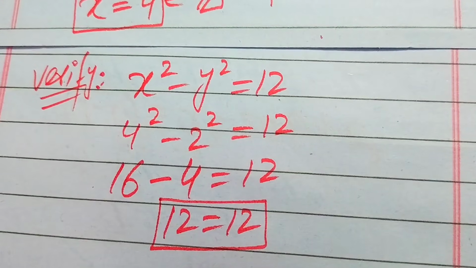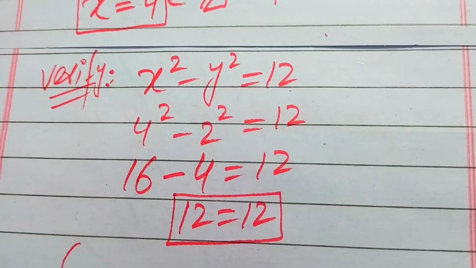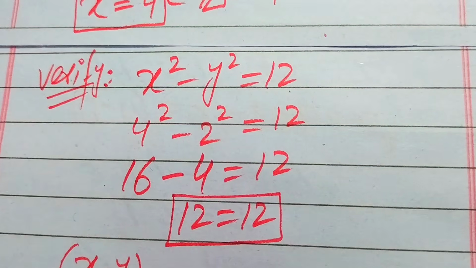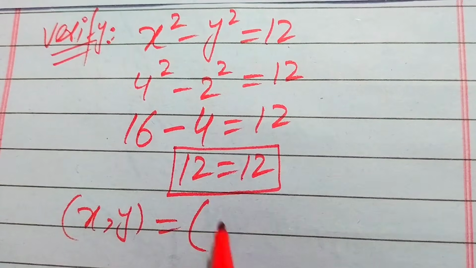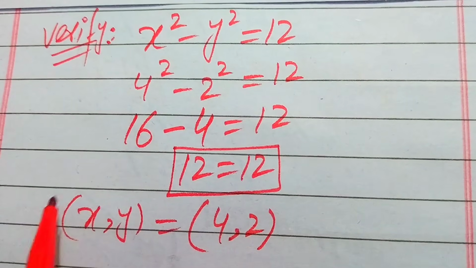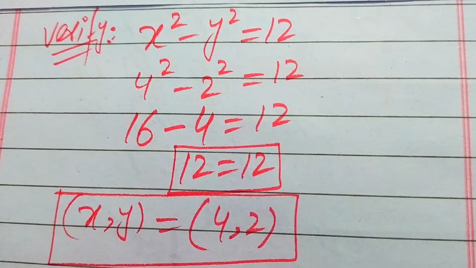This means that both of the sides are equal. So this concludes that x equals 4 and y equals 2 is the only solution of the given equation which we get in this method.